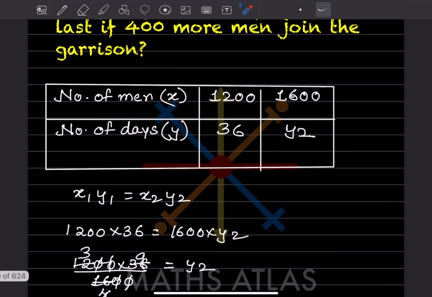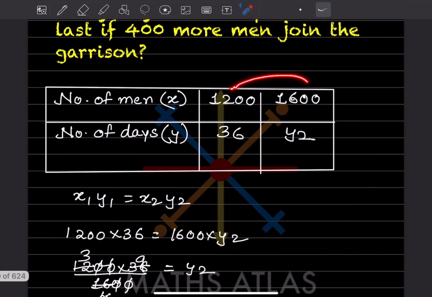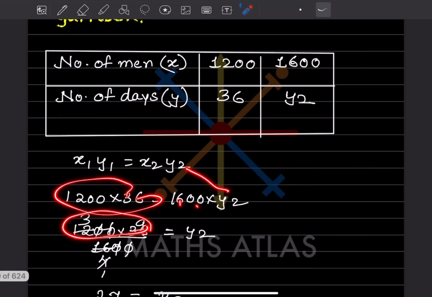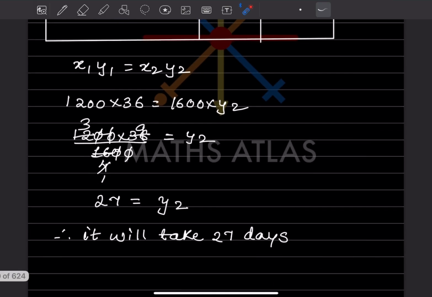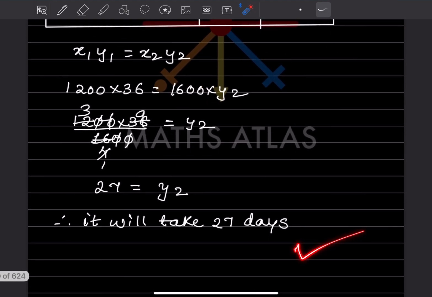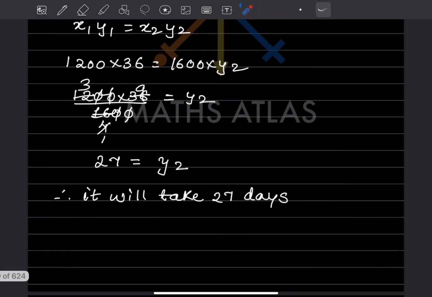Again you can see the number of men are increasing, so the number of days should decrease. So we are going to use the inverse one. x1 is 1200, y1 is 36, x2 is 1600 and y2. This we are going to divide, that is going to be y2. After simplifying this, you get y2 is 27. So we can say it will take 27 days. By this, we have completed today's work.